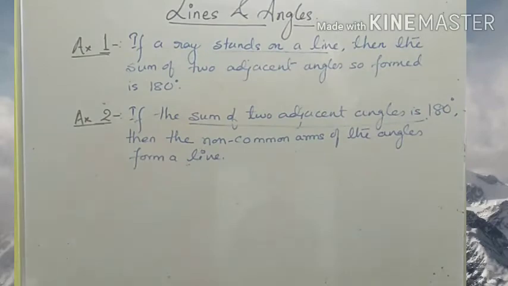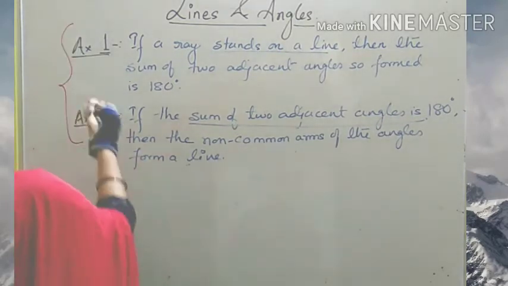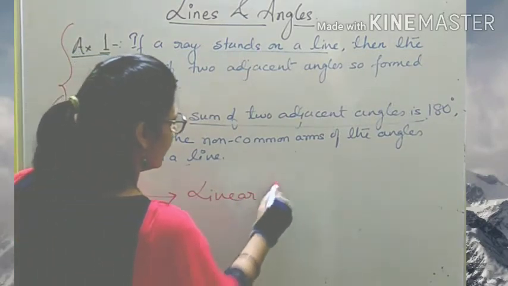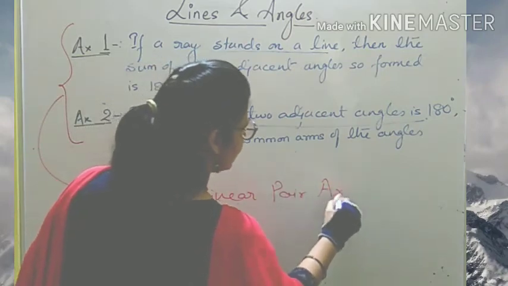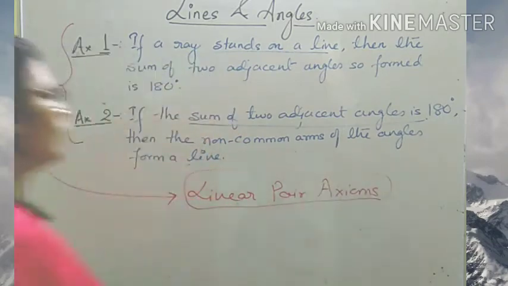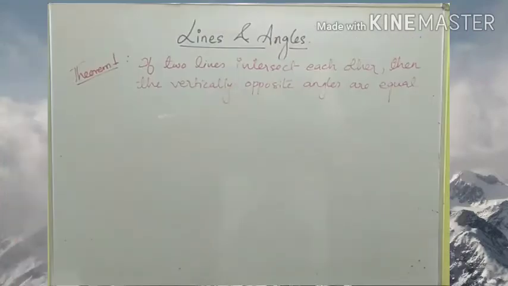So now these two axioms, both axioms 1 and 2, together they are called the linear pair axioms. इन दोनों को हम क्या बोलते हैं? We call them the linear pair axioms. These two axioms together are called the linear pair axiom. And this axiom is very important, है ना. With the help of this we will solve many of our problems. Let us move to our first theorem.